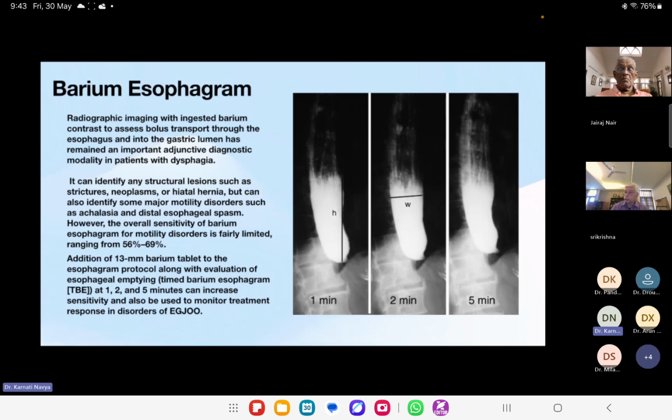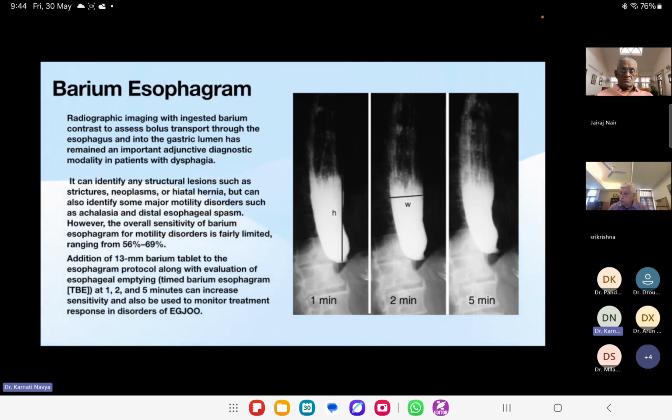It can identify any structural lesions such as strictures, neoplasms, or hiatal hernia, but can also identify some major motility disorders such as achalasia or diffuse esophageal spasm. However, overall sensitivity of barium esophagogram for motility disorders is fairly limited. It is usually from 56 to 69%.